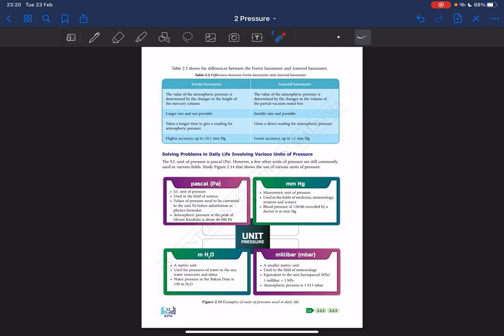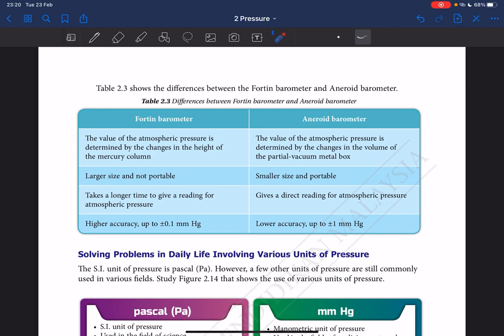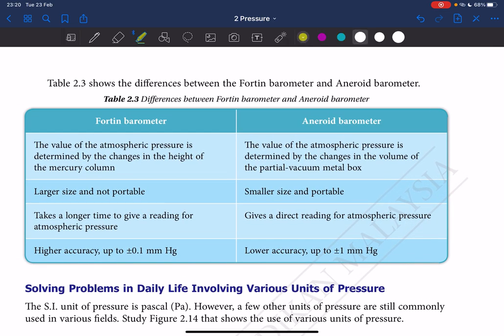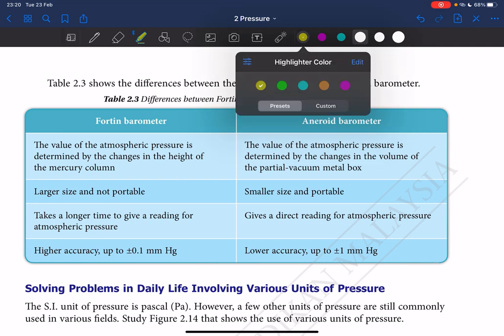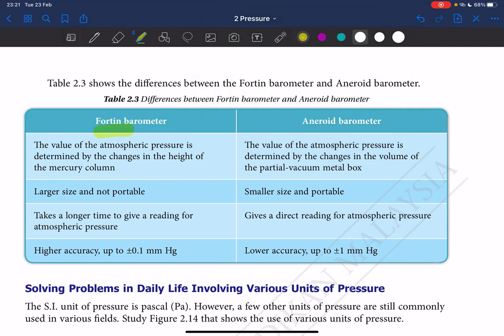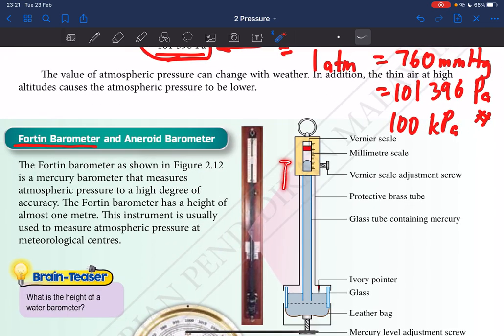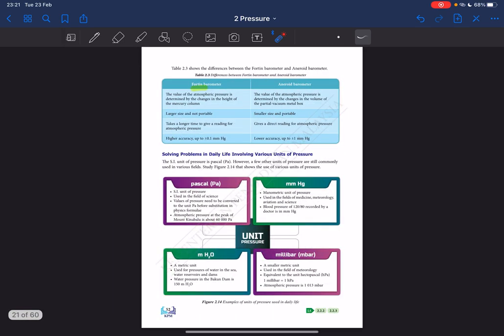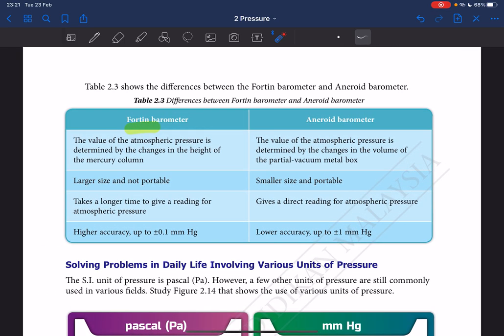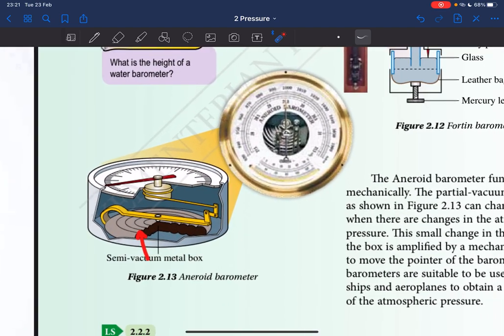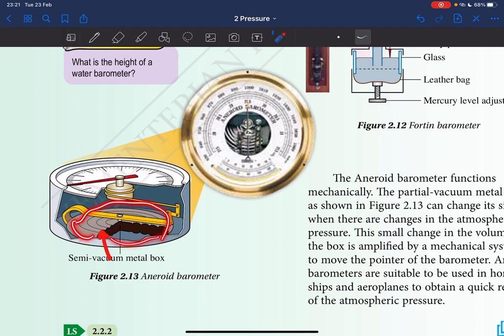This Table 2.3 shows the differences between the Fortin barometer and the aneroid barometer. Let's see the first one. For the Fortin barometer, the value of the atmospheric pressure is determined by the changes in the height, as I just explained. Next, the aneroid is determined by the changes in the volume of the partial vacuum metal box. Yep, this one that looks like the shell of a snail.